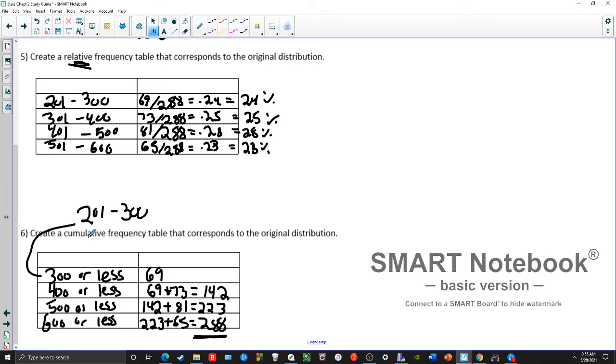So remember, cumulative changes both the category listings and the amounts you're writing out, whereas relative frequency simply changes the amounts in that column. These categories here don't change with relative frequency.